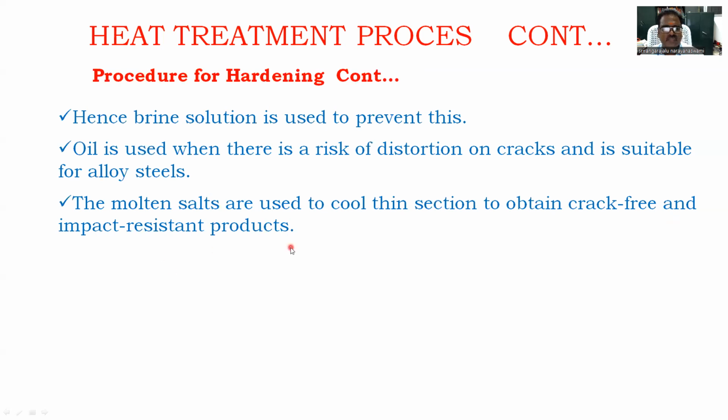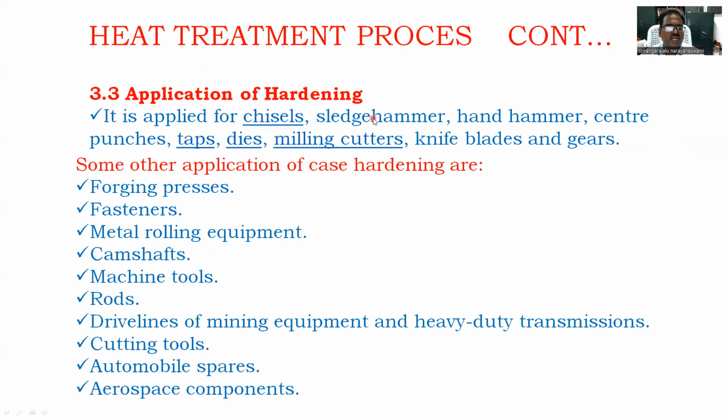and impact resistant products. Application of hardening: it is applied for chisels, sledgehammers, hand hammers, center punches, taps, dies, milling cutters, knife blades, and gears, etc. Some other applications in case hardening are forging presses, fasteners, metal rolling equipment, camshafts, machine tools, rods, drive lines of mining equipment and heavy duty transmissions, cutting tools, automobile spares, aerospace components, etc.